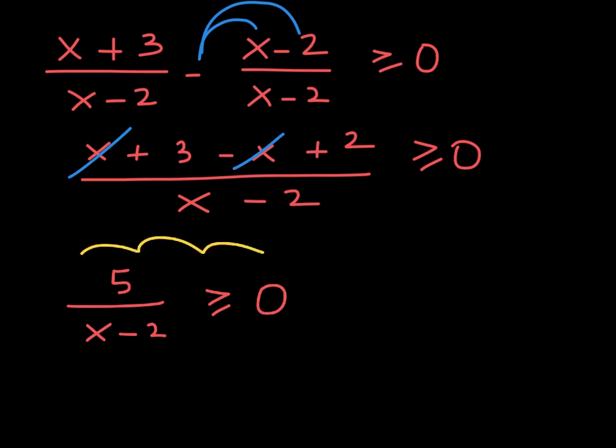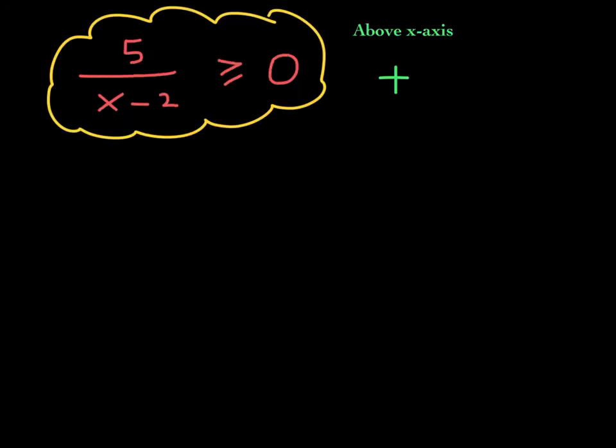So let's focus on this. Now this is what we worked hard to get: a 0 on the right and only one fraction, or rational expression, on the left. Now, what we need are the vertical asymptotes and the x-intercepts. Now let us not forget that greater than or equal to 0 means above the x-axis, which means you're looking for when the graph is positive. That's very important. All right, vertical asymptotes are found by taking the denominator, setting it equal to 0, and solving.